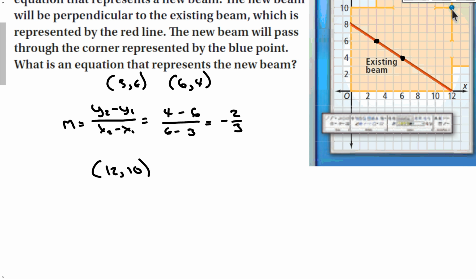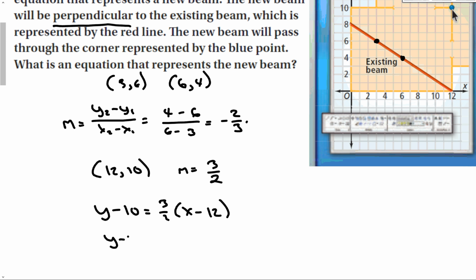So if I have a point, I want to be perpendicular to the existing beam. I have the slope of the existing beam, so my new slope is going to be the opposite reciprocal, right? So it's negative, so my new slope is going to be positive 3 over 2. And then I can figure this out by doing my same technique: y minus y1 is equal to 3 over 2 times x minus x1. So that's y minus 10 is equal to 3 over 2 times (x minus 12).